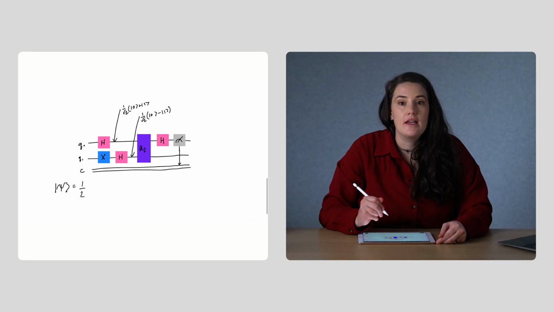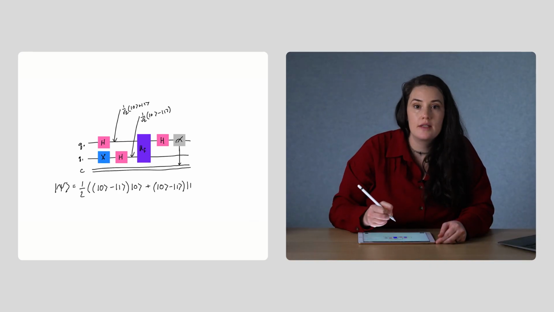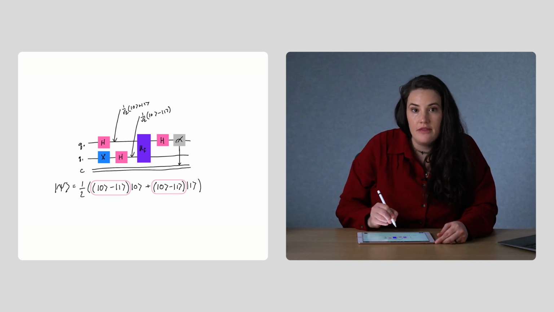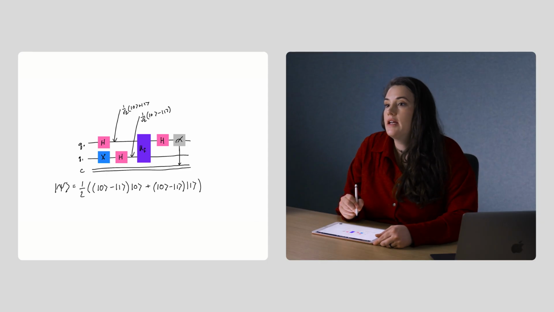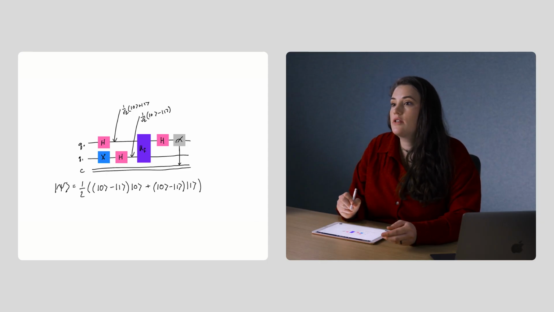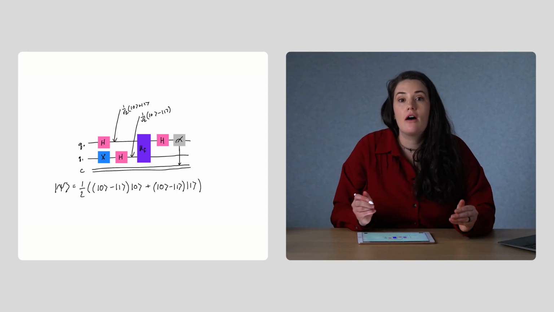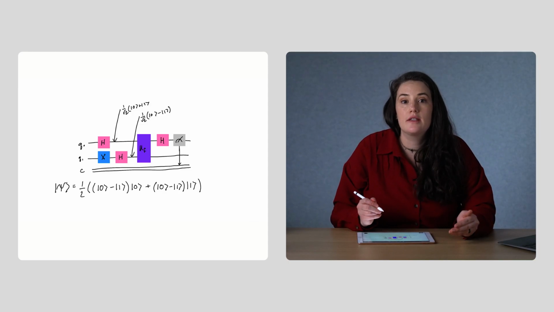So the full state at this point is where this is the state of qubit 0, and this is the state of qubit 1. Preparing qubit 1 in such a way, rather than just leaving it in the state 0, enables the algorithm to use quantum parallelism in combination with interference to learn about the black box function.